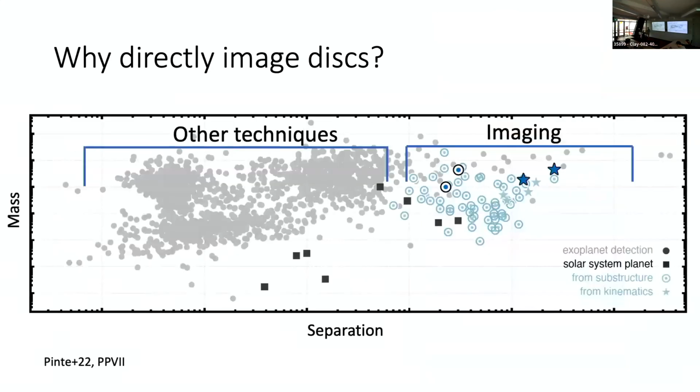Finally, there's this nice plot from Christoph's PP7 chapter, which gives a distribution of all detected exoplanets in grey, and you can see this bias in transit and radial velocity techniques towards low separation, moderate to higher mass planets, whereas imaging can give us access to planets that have higher mass and a further separation from their star, which is very important for understanding what the possibilities of exoplanets are.